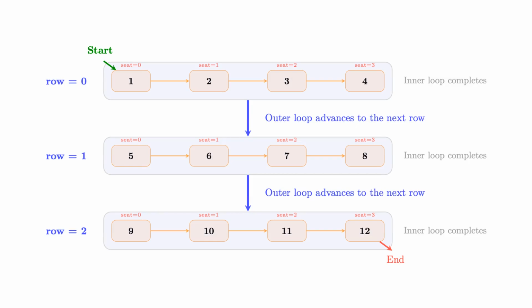Look at this execution flow diagram. The numbers show you the order. Steps 1 through 4 complete the first row. Then steps 5 through 8 do the second row. And finally, steps 9 through 12 finish the third row.